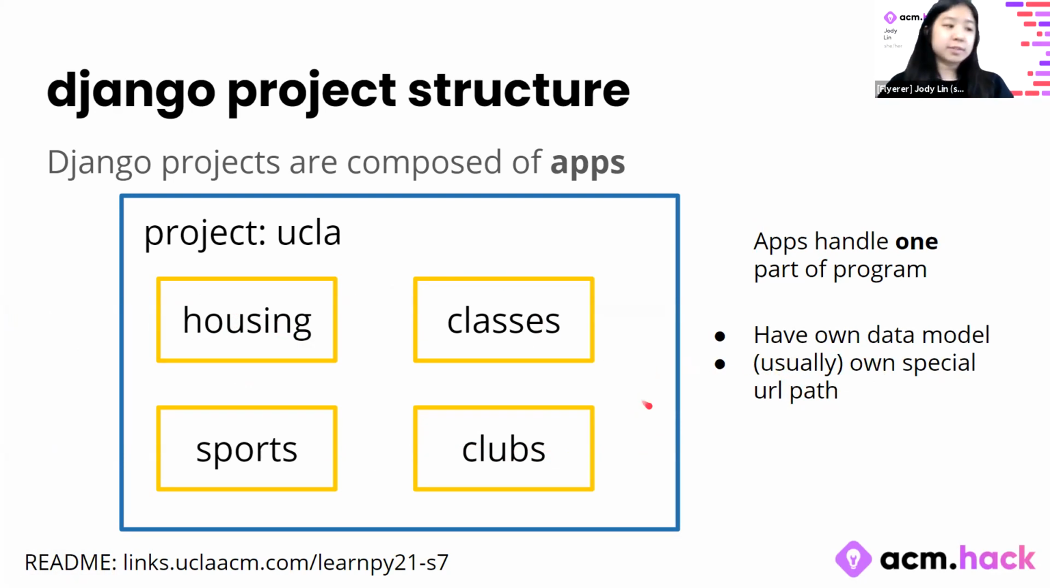Usually each app will have its own special URL path, kind of like how we saw on the Hack website, where each page has its own endpoint. So like /housing, for example, would be used to access whatever housing stuff, or the housing app, and then /classes or something. So that's the overall idea of a Django project. This is important to keep in mind because when you start building bigger Django projects, you usually want to organize things by apps.